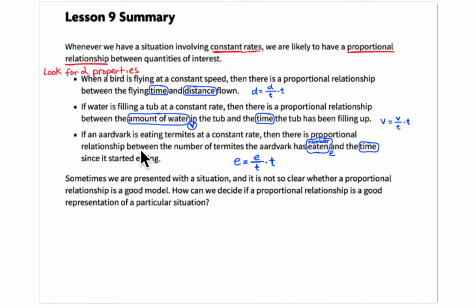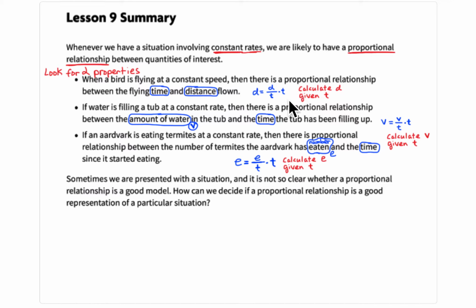If an aardvark is eating termites, there's so much time it takes for that aardvark to eat those termites. And so that's the number of termites eaten per minute or per hour. So the two properties are termites that are eaten and the amount of time, and the ratio of those two properties is what connects them.